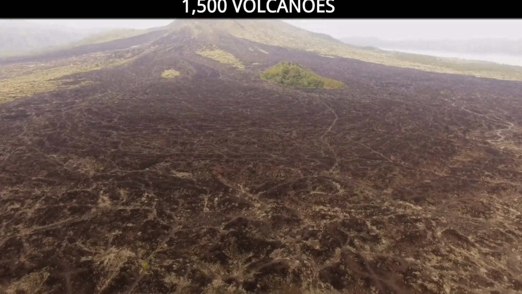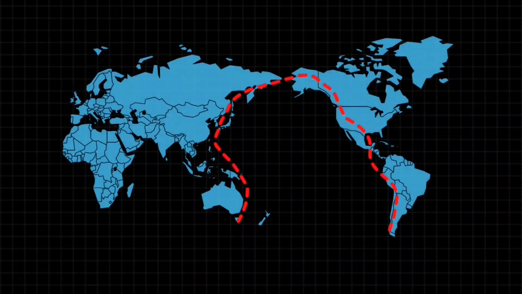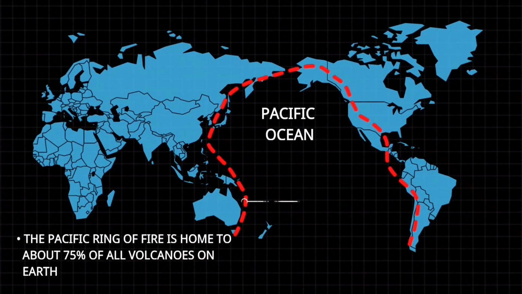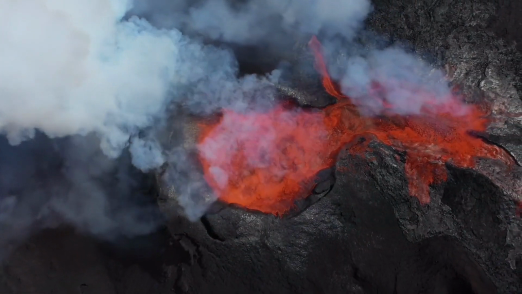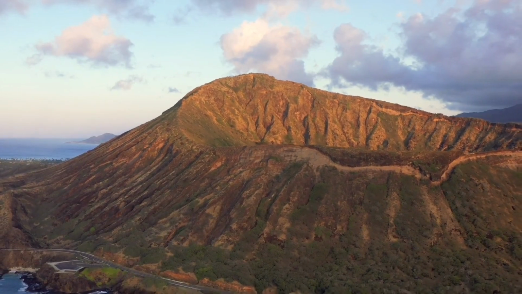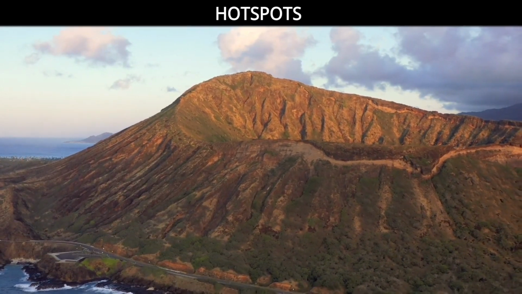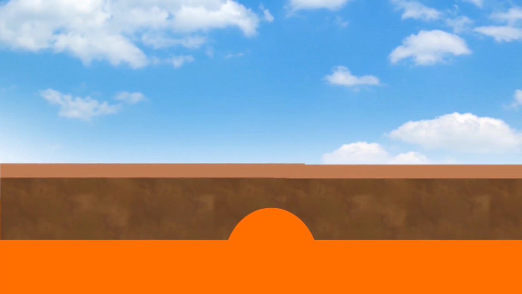There are about 1,500 active volcanoes on planet Earth. The Ring of Fire is home to about 75% of them. It is a zone that encircles the Pacific Ocean, known for its intense volcanic and seismic activity. Volcanoes can also form at isolated places, far away from plate boundaries. These types of volcanoes are called hotspots. In this type of eruption, extremely hot columns of molten rock rise from the deep mantle, creating more magma as they pass through the crust.